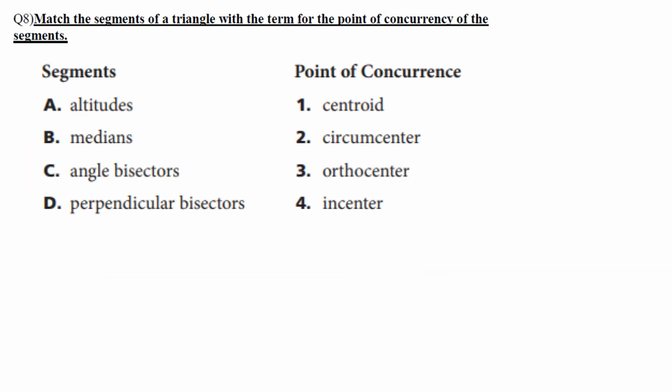Now here they are asking you to match the segments of the triangle with the terms of the point of concurrency. What do we know and what we don't know? Let's try to understand what we know. When we talk about the medians, remember we are talking about the centroid. When we talk about the altitudes, it's about the orthocenter. When we have the angle bisectors, we are talking about the incenter. And with the perpendicular bisectors, we talk about the circumcenter.